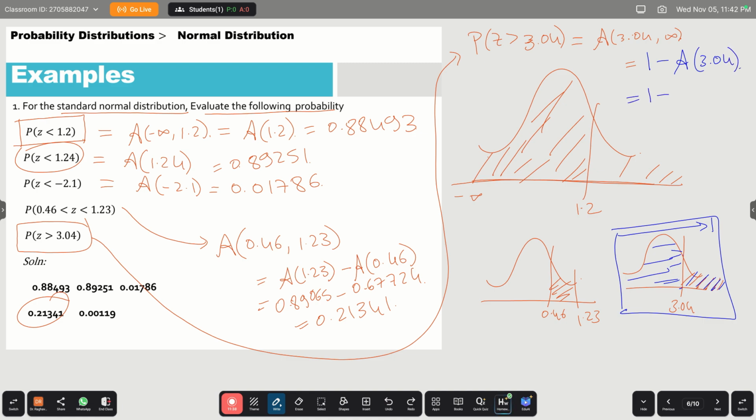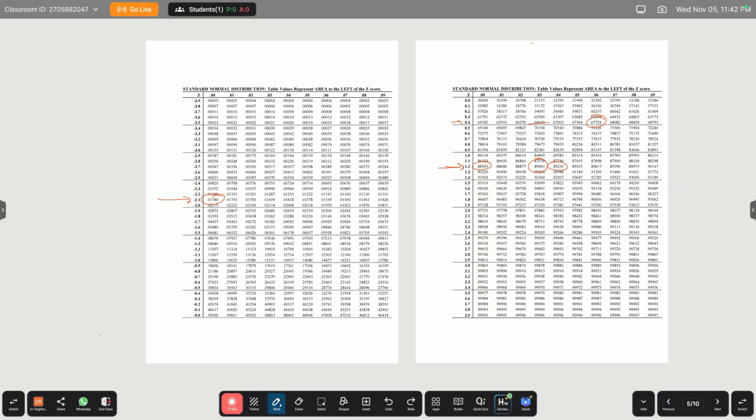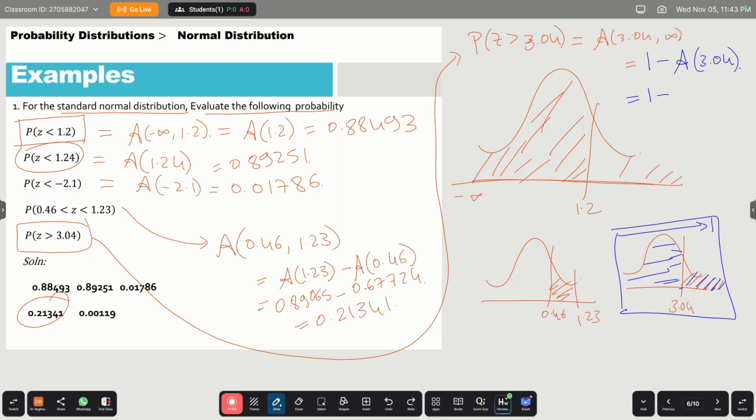So which will be 1 minus the area for 3.04. If you see, 3.0 is this row, 1, 2, 3, 4: 0.99882. If you subtract, it's going to be 0.00119. So you can very easily calculate the probabilities less than some value, between some values, and greater than any value.